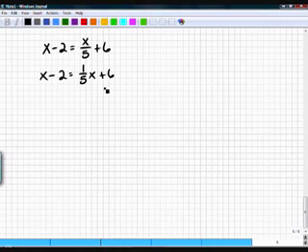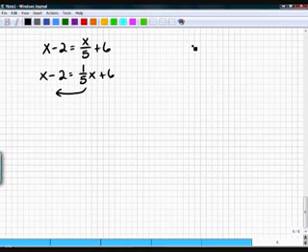Now we got x's on both sides. We have to get them on the same side. You can either move the x over here, or you can move the 1/5 x over here. What should I move in order to have positives instead of negatives? The 1/5 x. Okay? So we're going to move 1/5 x to the left side.